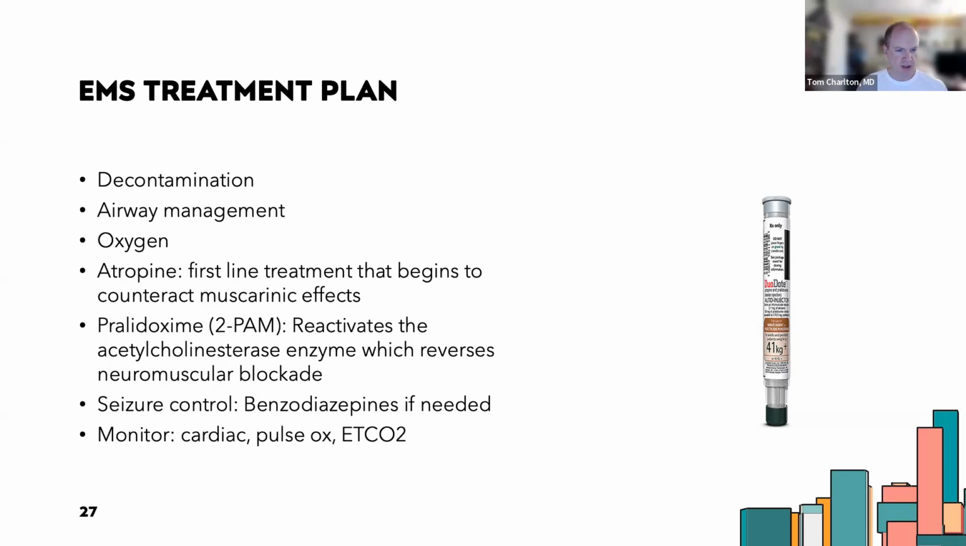We need to watch for seizures because, again, everything has basically been turned on, including the nerves in your brain. Frequently, these patients will need benzodiazepines to help with seizure. They're rarely agitated because they are struggling so much with their other symptoms that really this is more of a seizure control thing. We need to monitor them. They're going to need cardiac monitoring, pulse ox, and end-tidal capnography is very important. That allows us to monitor their effectiveness at ventilation, which is going to be compromised in high doses of this stuff.